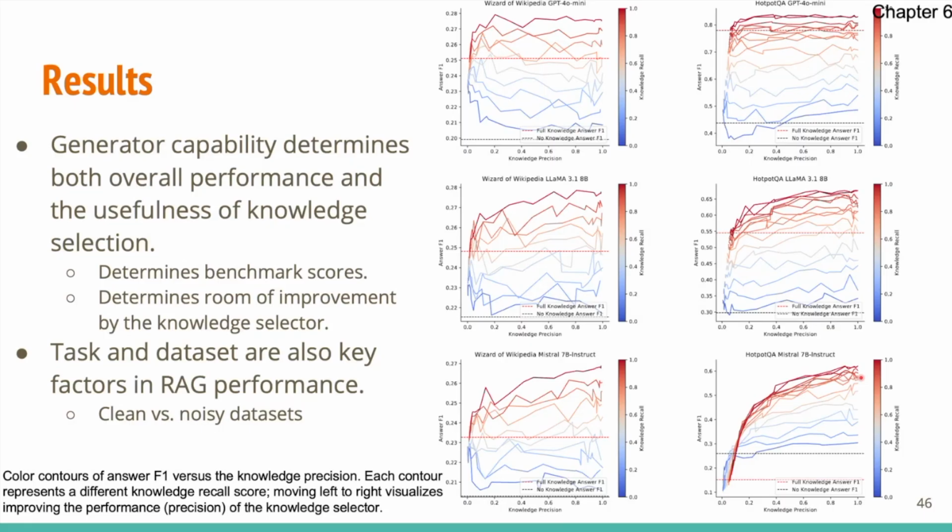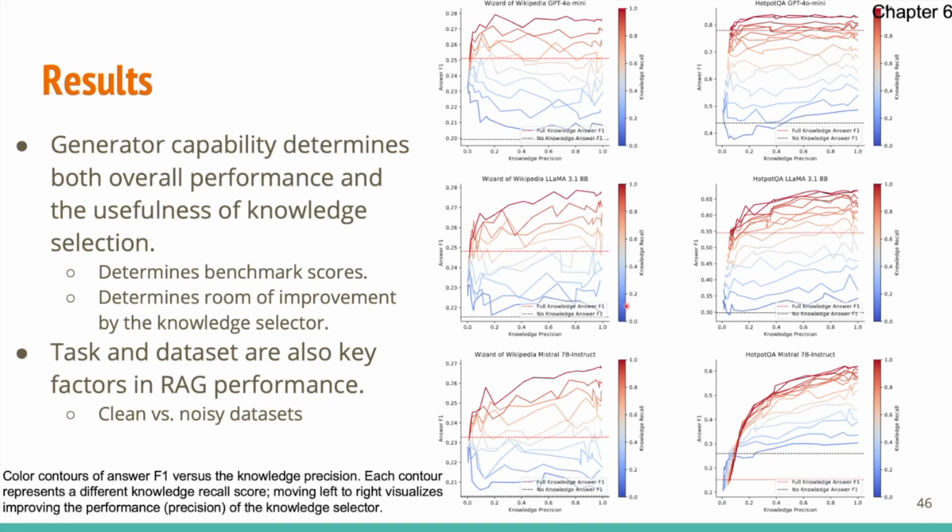Moreover, we found that the task and dataset are also key factors in the RAG performance. As we explained before, the Wizard of Wikipedia dataset is noisy, while the HotpotQA dataset is a clean dataset. And looking at these two examples, the Mistral 7B model on HotpotQA behaves very differently from all other models or other results.